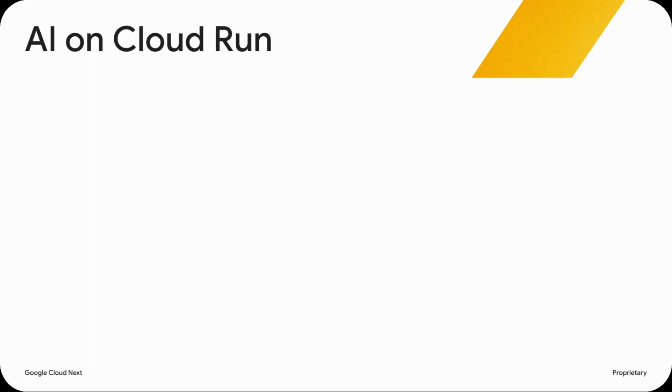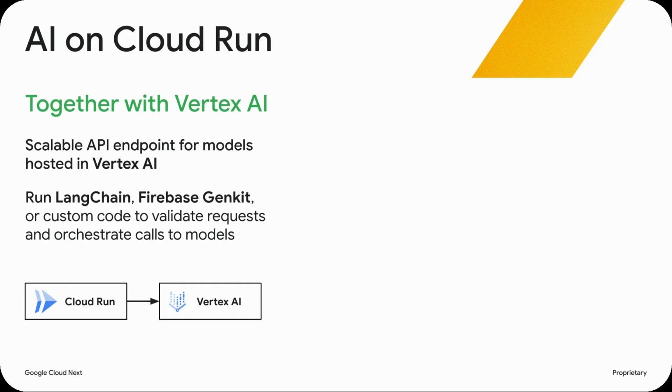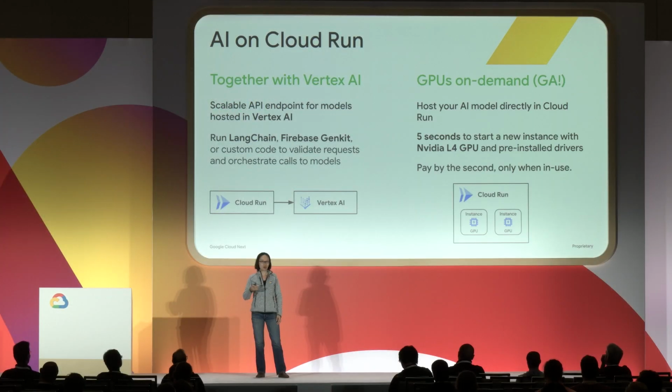We'll start with AI. If you're new, try using Cloud Run together with Vertex AI. You can host your AI model in Vertex AI and put your front end in Cloud Run. Many customers are already using this design pattern in production. If you want more flexibility, you can host your own model directly in Cloud Run with GPUs on demand. And this is now GA.